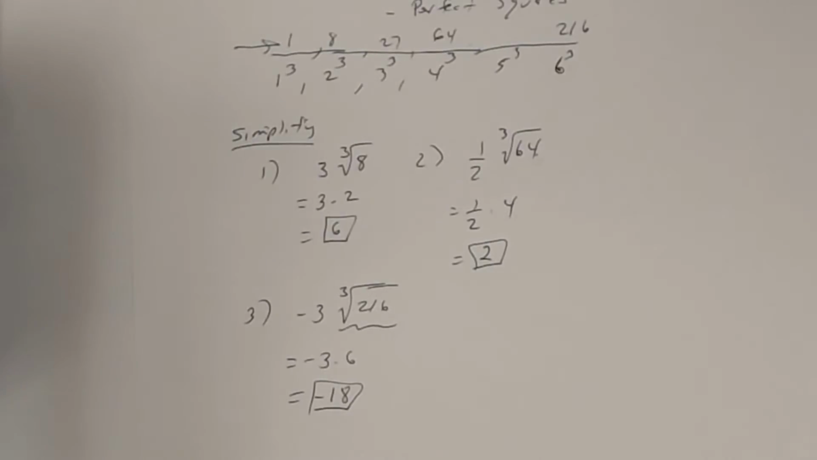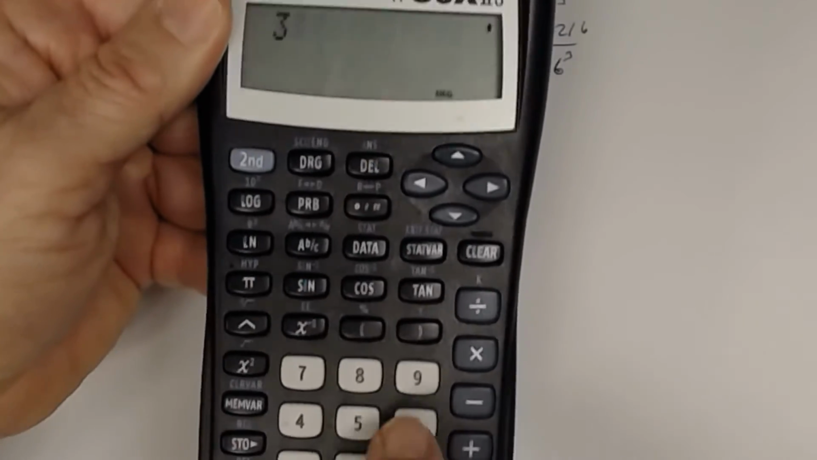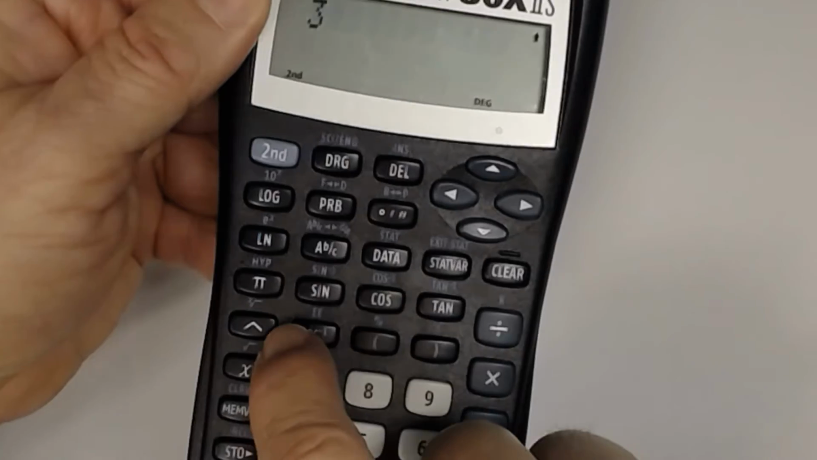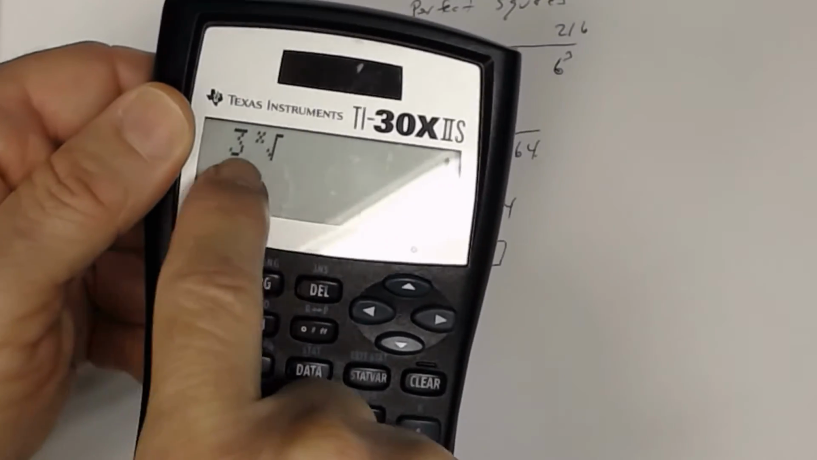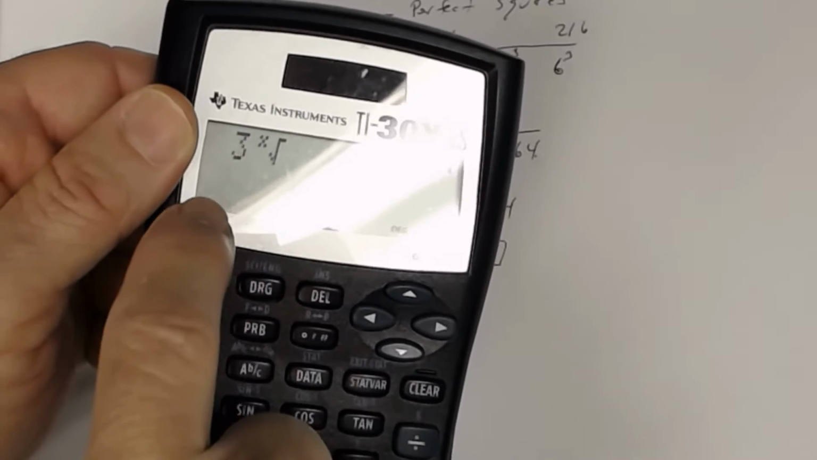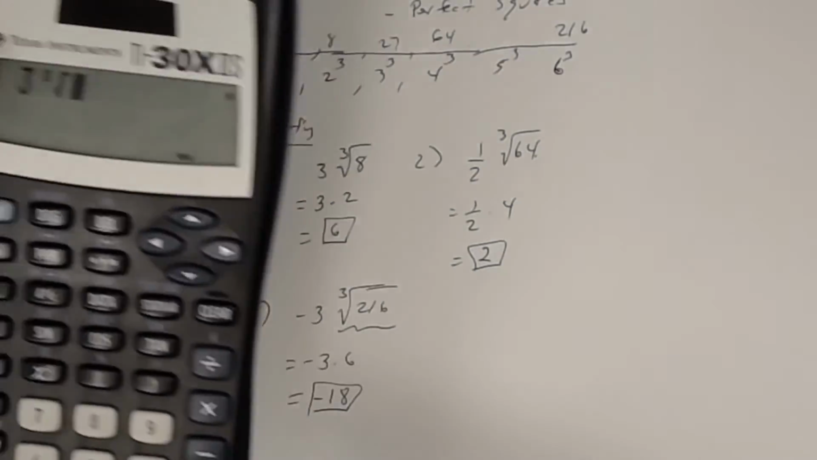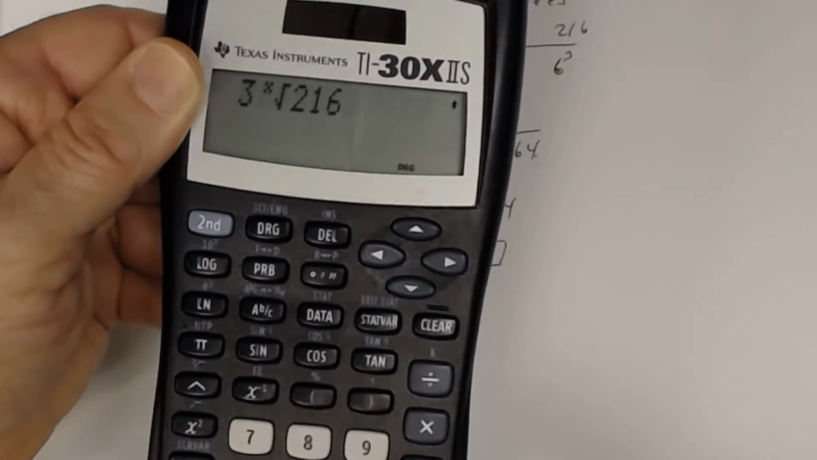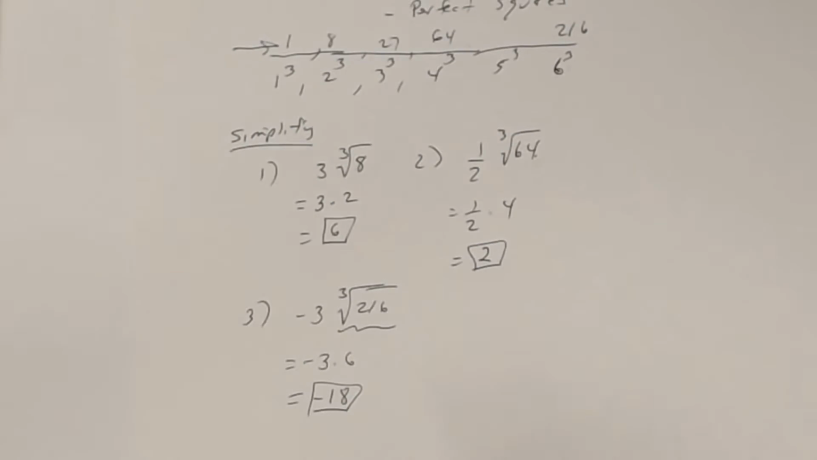You've got to put the index first, though. So if the index is 3, you type in 3, and then you press second, and then press this button here, and you get this right there. Remember, that doesn't mean 3 times. That means that the index is 3. So that's going to be a cube root. And then you just type in 216 and press equal, and you get 6. So the cube root of 216 is 6.